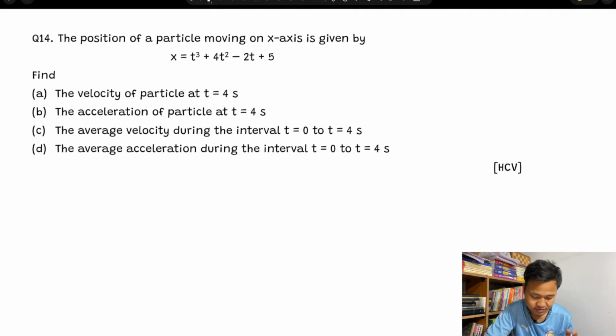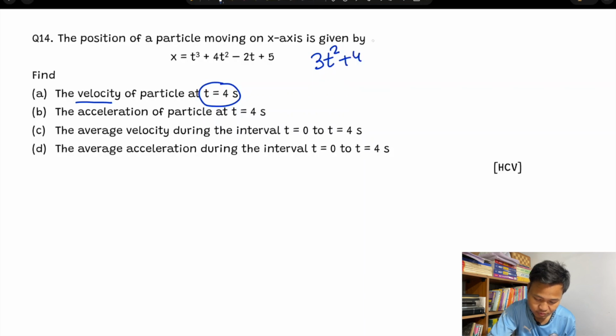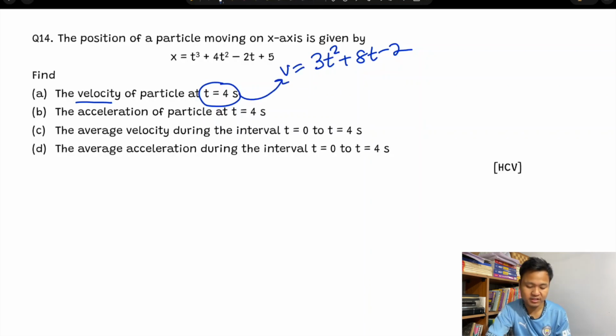First question should be velocity. I'm going to skip some of them. Okay, so I think you can do it. So velocity at t equals 4. You differentiate this, so you'll have 3t squared plus 4, for 2 or 8t minus 2. So here you put t equals 4 and then you'll get the answer.